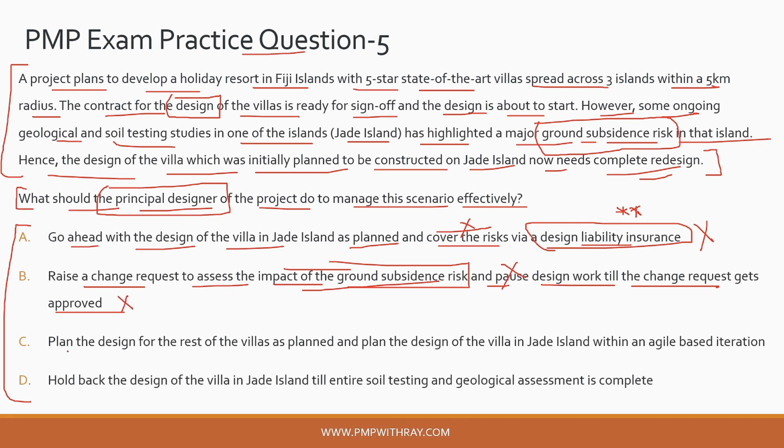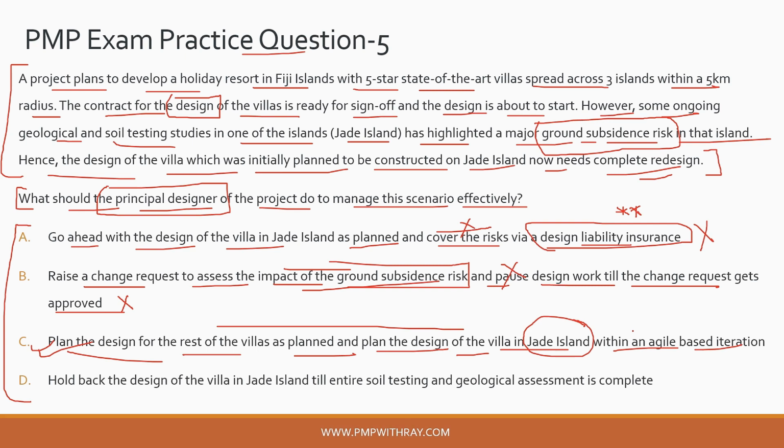Let's read option C. Plan the design for the rest of the villas as planned and plan the design of the villa in Jade Island with an agile based iteration. This looks like a good option to me, because what you are saying is for the first two islands you will go with the base plan or the base design, and for Jade Island, you will do an agile based iteration where the scope will be exploratory, that you will start with the very simple design works such as interior design or the architectural design, which is not directly affected by the ground subsidence risk.